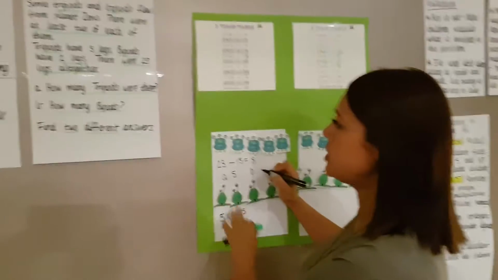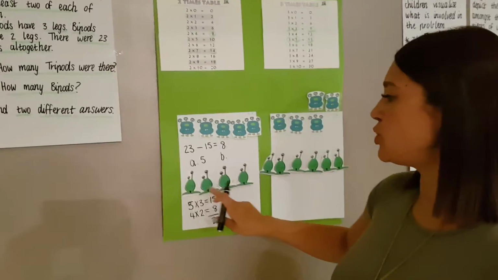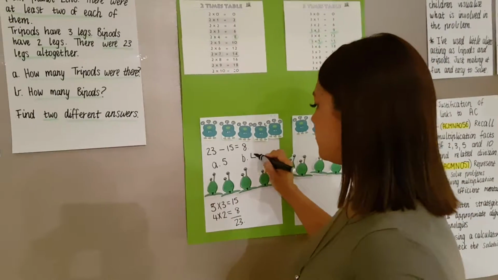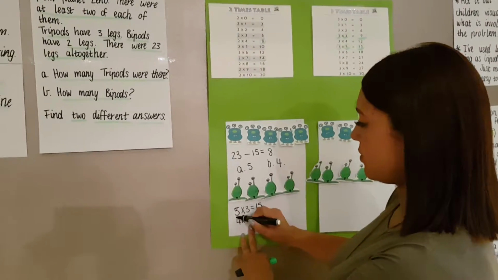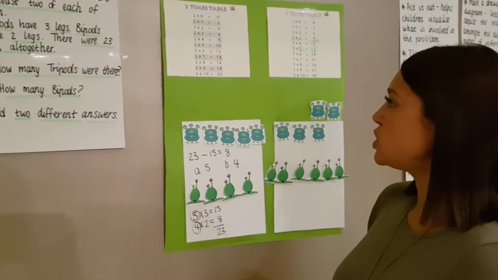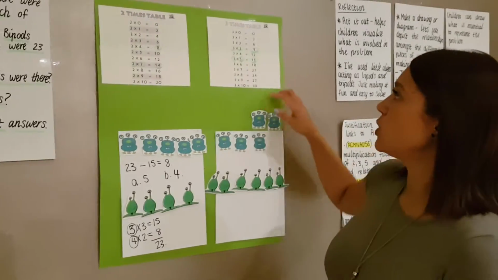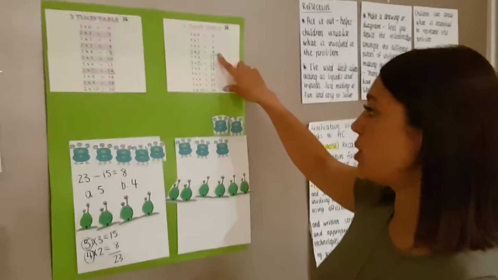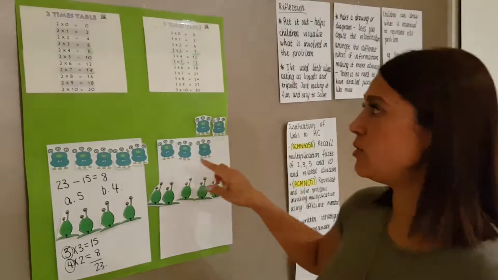And B, how many bipods were there? 1, 2, 3, 4. And we're able to check that through our times tables here. Now, to look at the next number, we're going to use number 9, and I've put our tripods here ready.